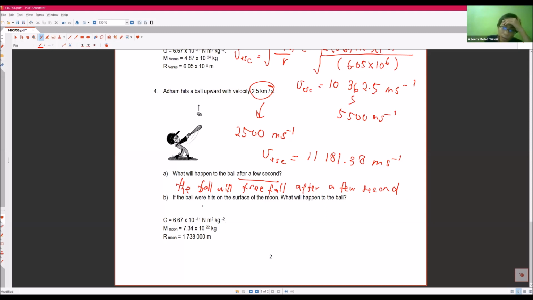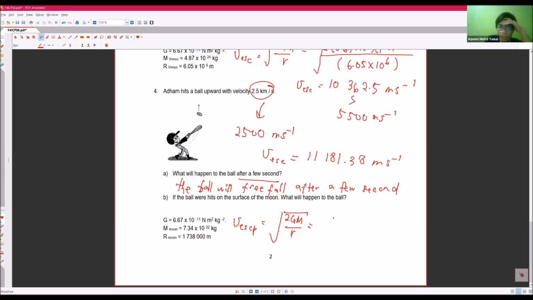If the ball were hit on the surface of the moon, what will happen to the ball? When we assumed the first question A, we assumed that Adham was on the Earth. Now we assume that Adham is on the moon. So for the moon, we have to calculate the escape velocity of the moon first. It is the square root of 2GM over r.